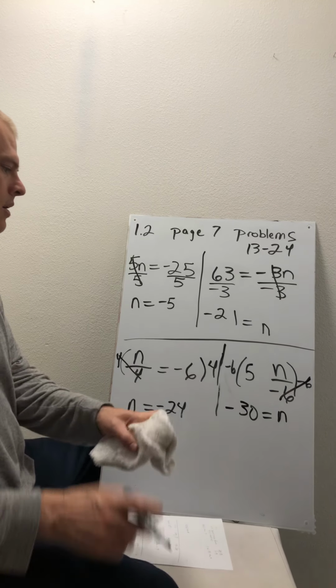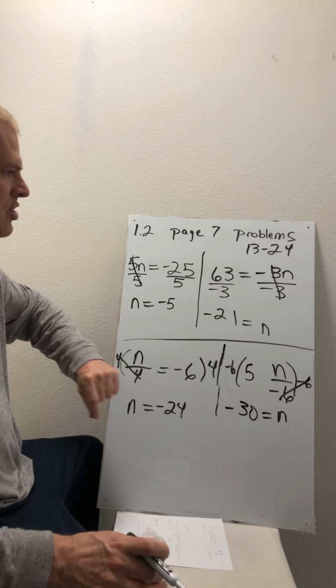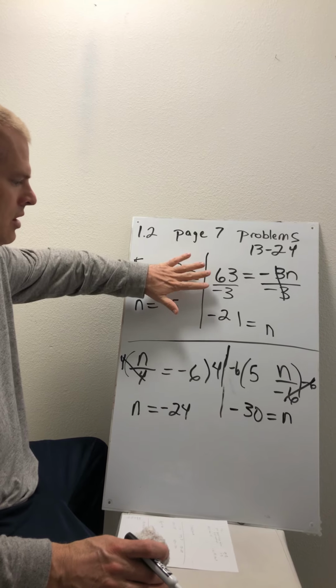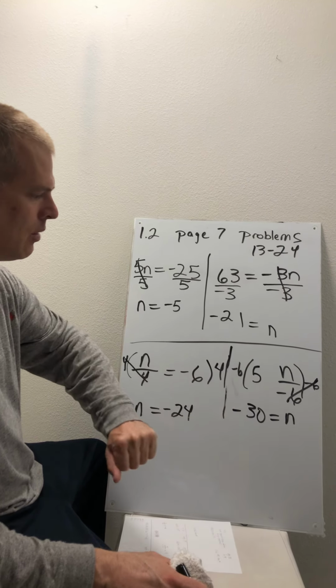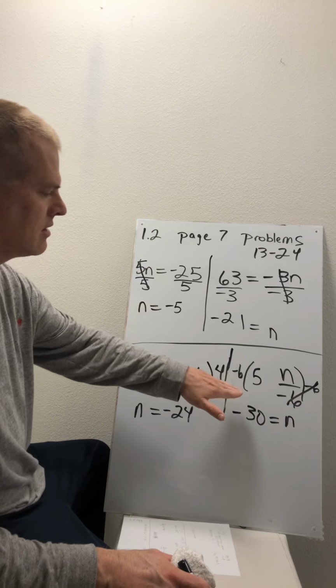So again, we're doing multiplication and division. So here's the division, here's the multiplication. Just remember to do it to both sides, so that way the one side cancels, and then the other side you multiply.